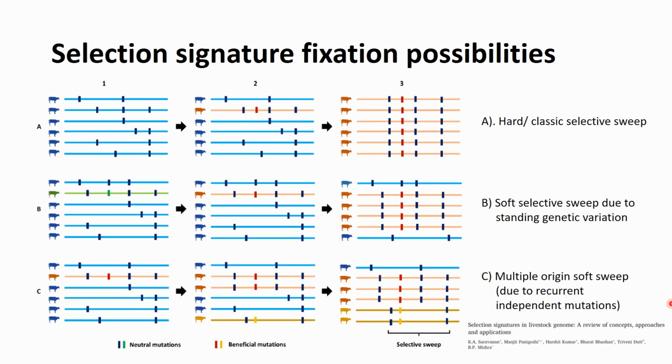The third option here is the selection sweep with multiple origin, which is quite similar to scenario B here, but in scenario C, we have a beneficial variation in the population that starts to spread, but then there is another beneficial mutation that pops up. So these two start to spread, and both of them are more widespread in the final population here in some proportion. Again, they are not widespread in the whole population, but they just show up in certain individuals. But as you see, there are specific detectable patterns again.